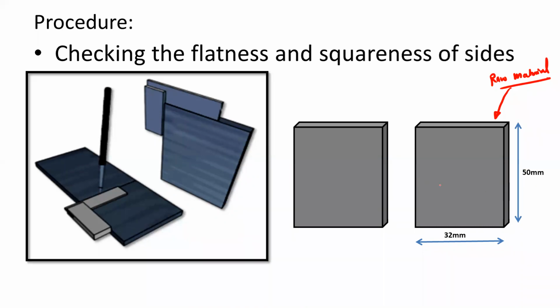Initially you can check its flatness and the squareness. You can connect the set square, sorry, tri square, and check the exact 90-degree. Here is how you should connect the tri square to check the exact 90-degree.